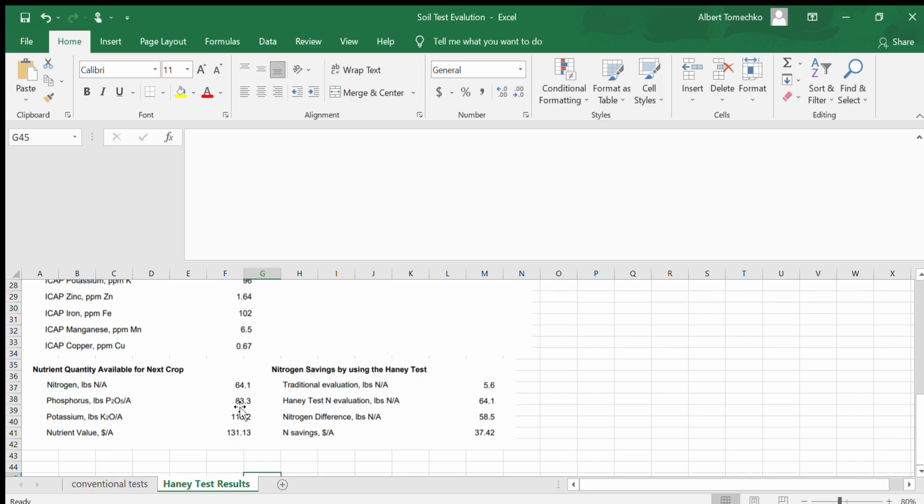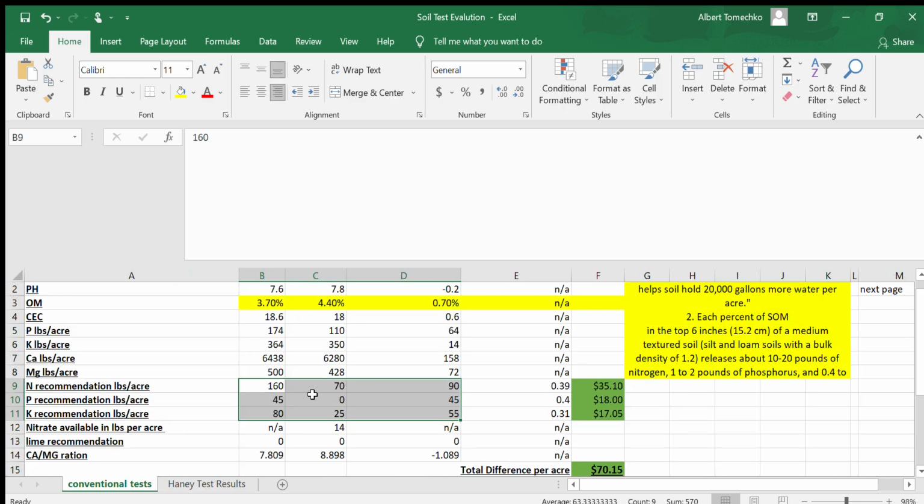And we'll look here at the nitrogen saving. The way the Haney test works, they use a standard calculation based on the market price of nitrogen. They show you what a traditional evaluation would have shown, about 5.6 pounds of nitrogen available per acre, where they would have then recommended 58 pounds per acre. It's pretty close. This one's 70, this one's 160.